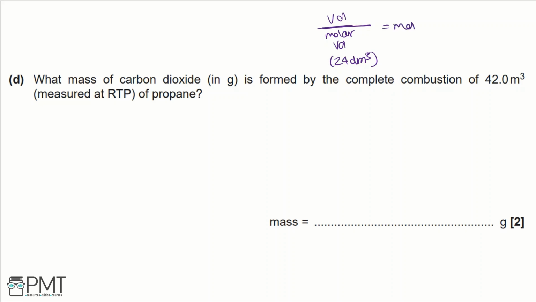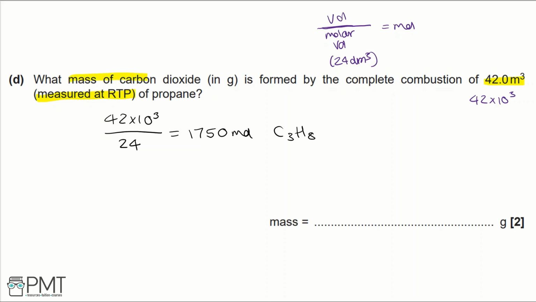That equals moles. We've been given 42 meters cubed. Converting this to decimeters cubed, we would get 42 times 10 to the 3, or we multiply by 1,000. Then we can do 42 times 10 to the 3 divided by 24. This equation only works if we're measuring at room temperature and pressure. But because we can use this equation, that gives us 1,750 moles of propane, which is C3H8.